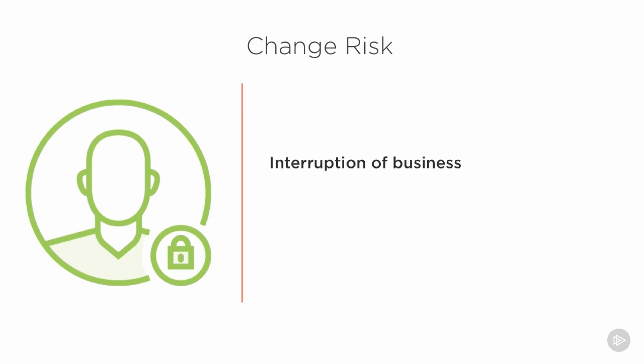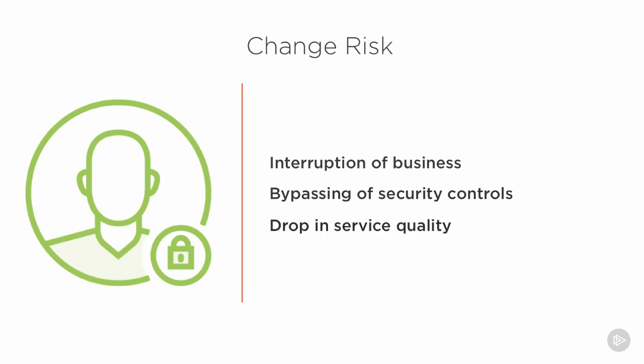Everything worked fine until now. We interrupt business processes. We might find that the change we put in place just bypassed some of the security controls we had in place. It could be the system just doesn't work as well as it used to now following the change.